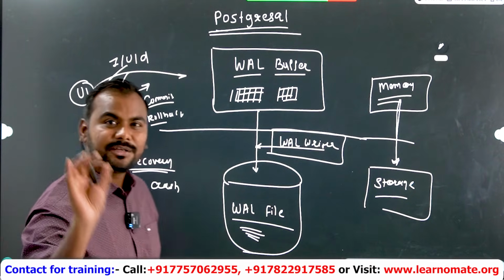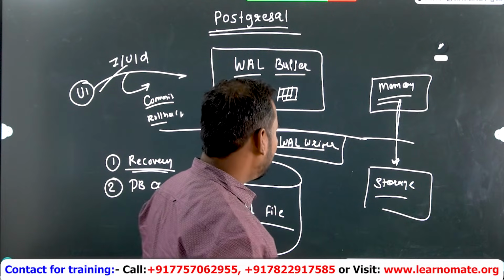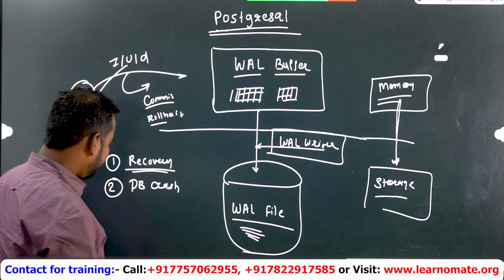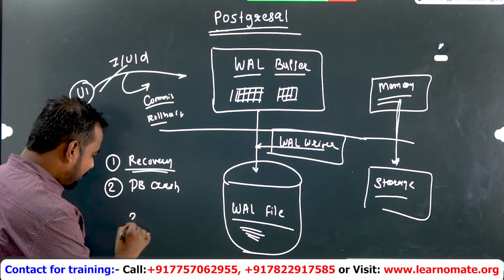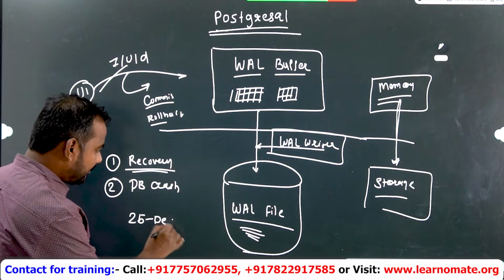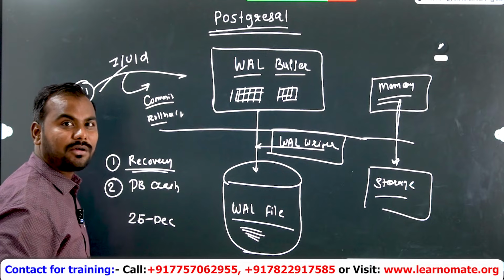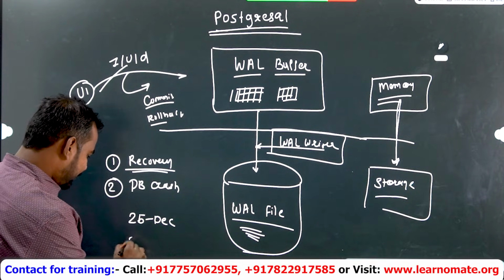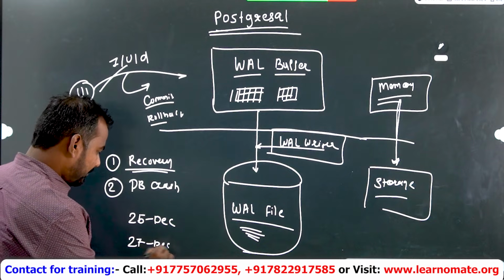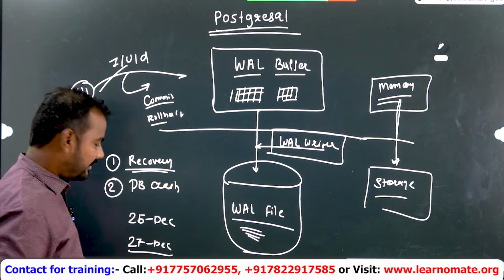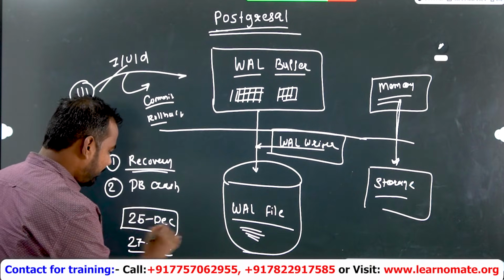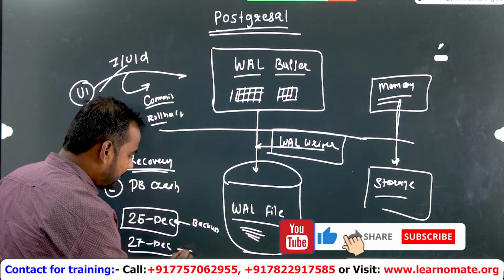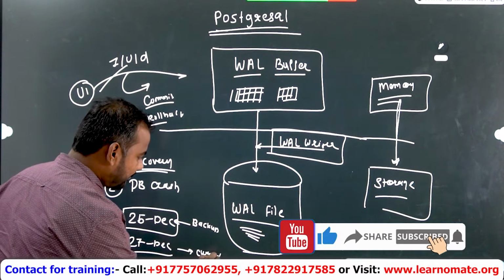I'll give one very simple example to make you understand. Let's take an example: I have a backup available till the 25th of December. Now the current date is the 27th of December. What is the current date? 27th of December. And I have a backup available till this date, and this is my current date.